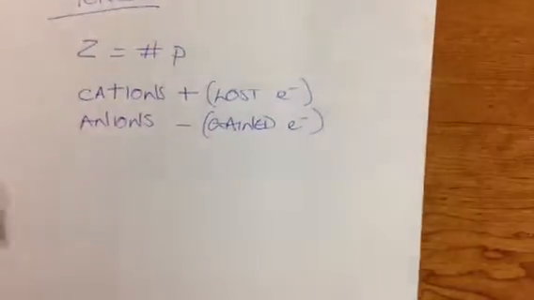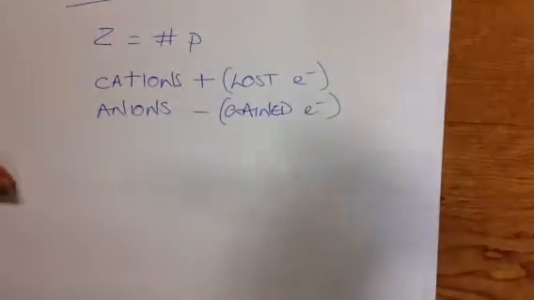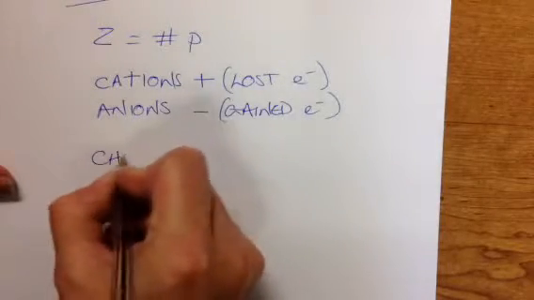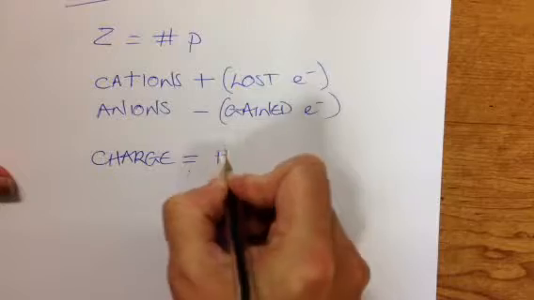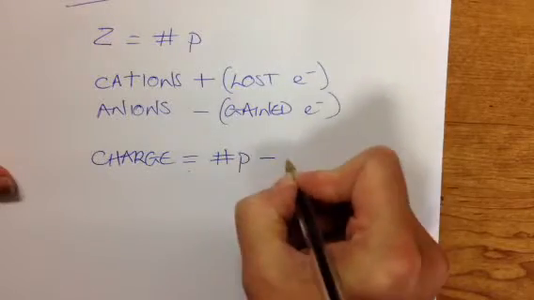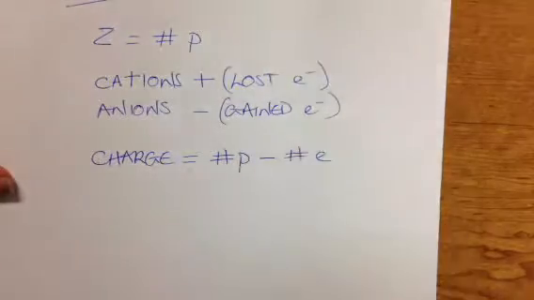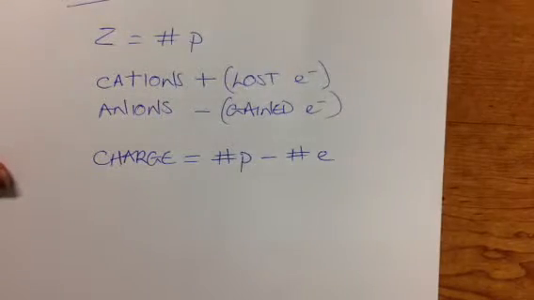Okay, let's look at how we calculate the charge on an ion. The charge is going to be the number of protons minus the number of electrons. And remember, the number of protons never changes. It's on the periodic table.